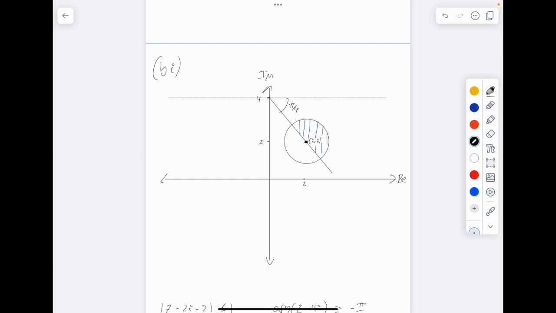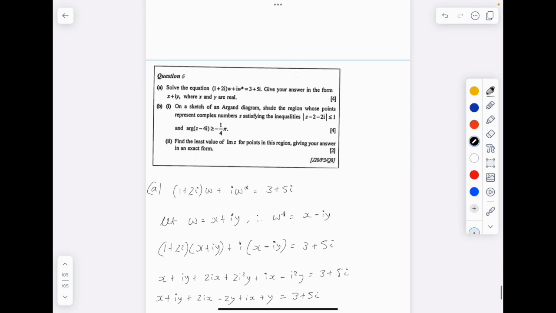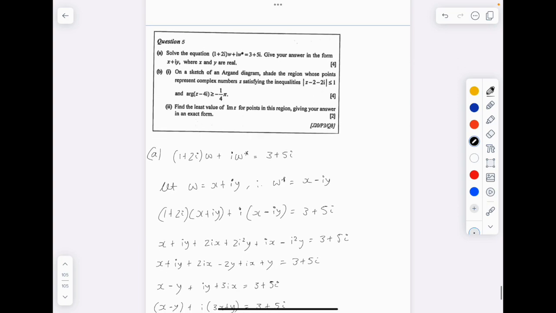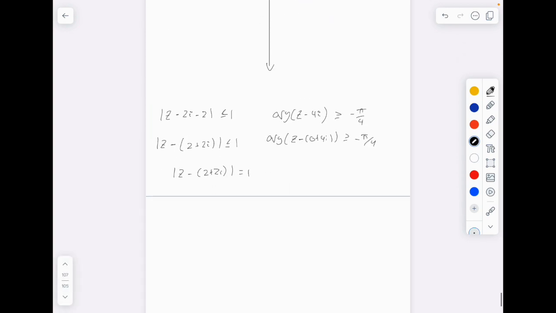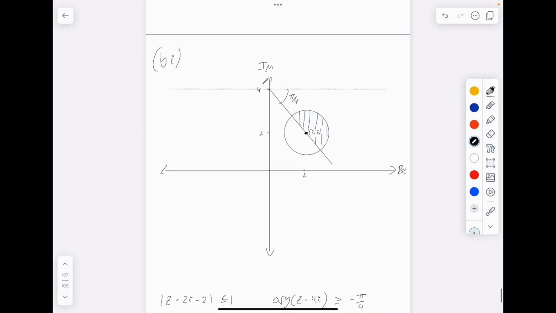Okay, because that's our area that we can work in. And what else does it want us to do? Okay, fine, that's it. Sketch. Perfect. So now for part ii, what does it want us to do for part ii?